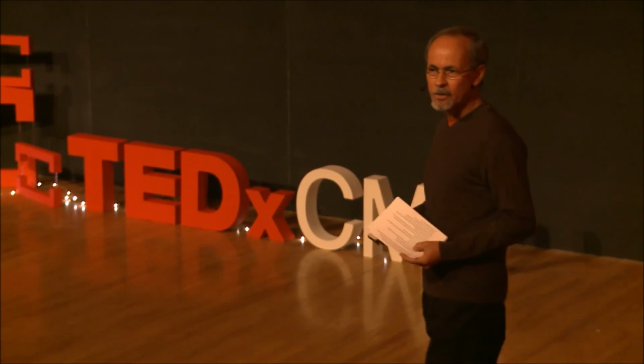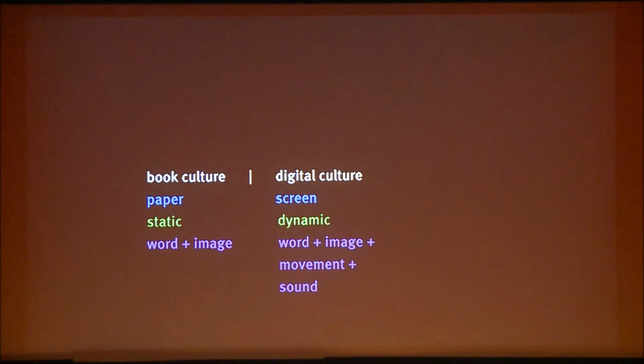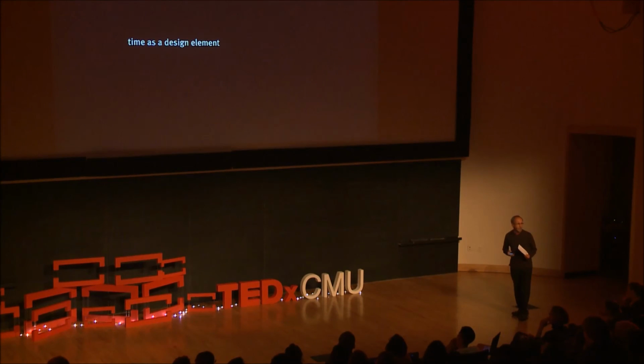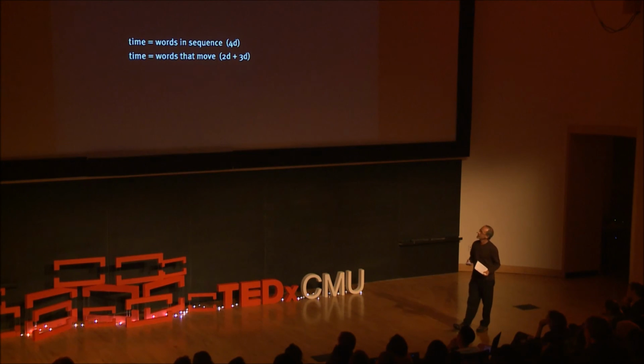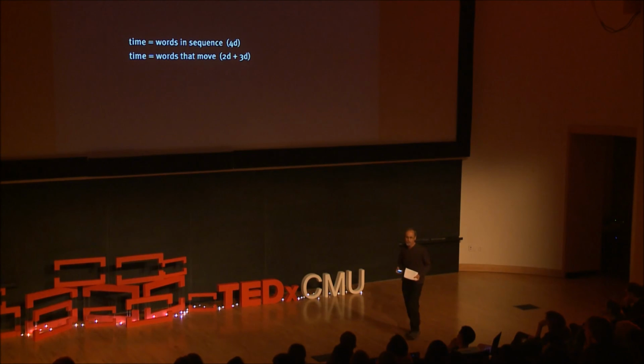Ink on paper is static, doesn't change, whereas screens are dynamic, ever-changing. And the elements one works with in books are basically words and images, but now with digital culture, you've got words, images, movement, and sound. Time for me is the key element here. It's a design element. And time allows words to be sequenced on screen, and time allows for words to move on screen.